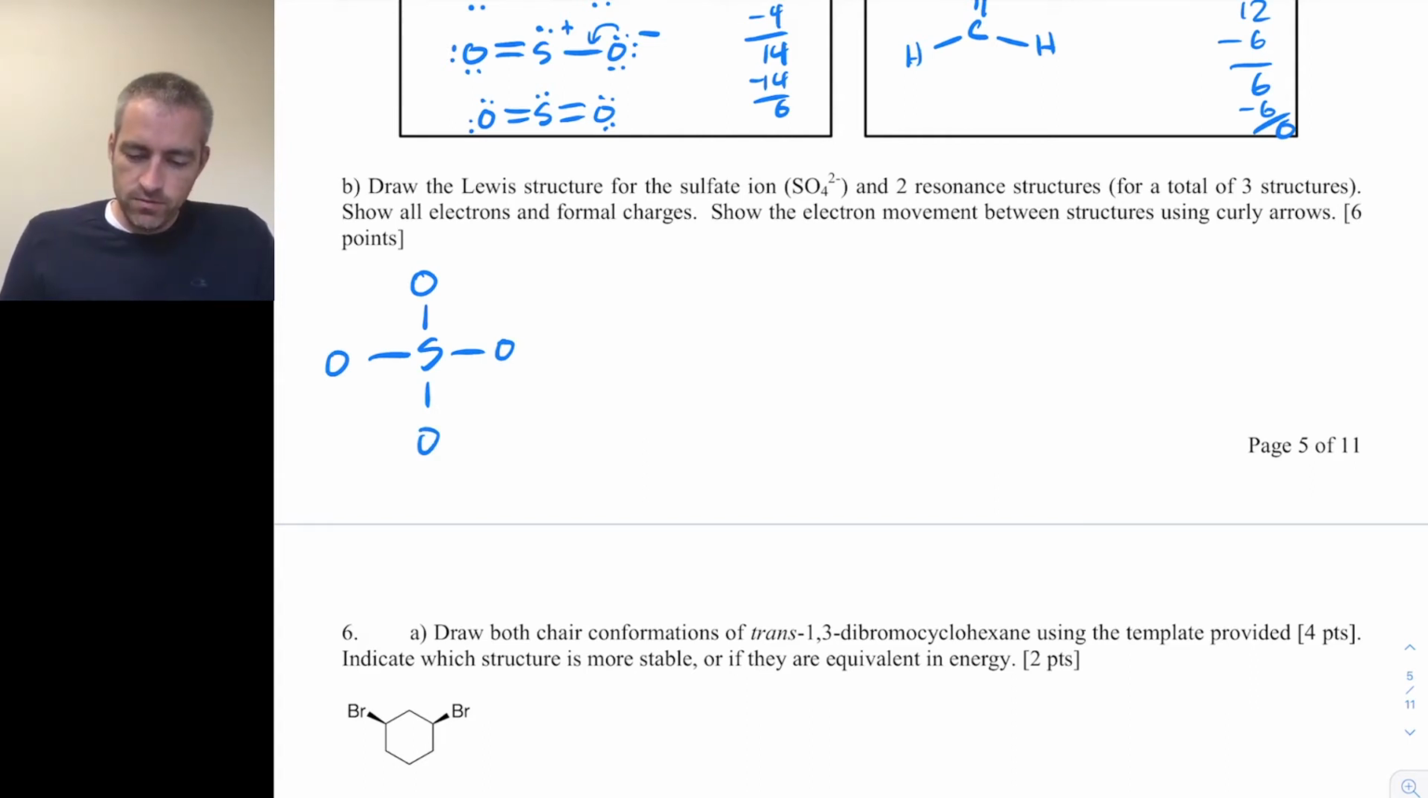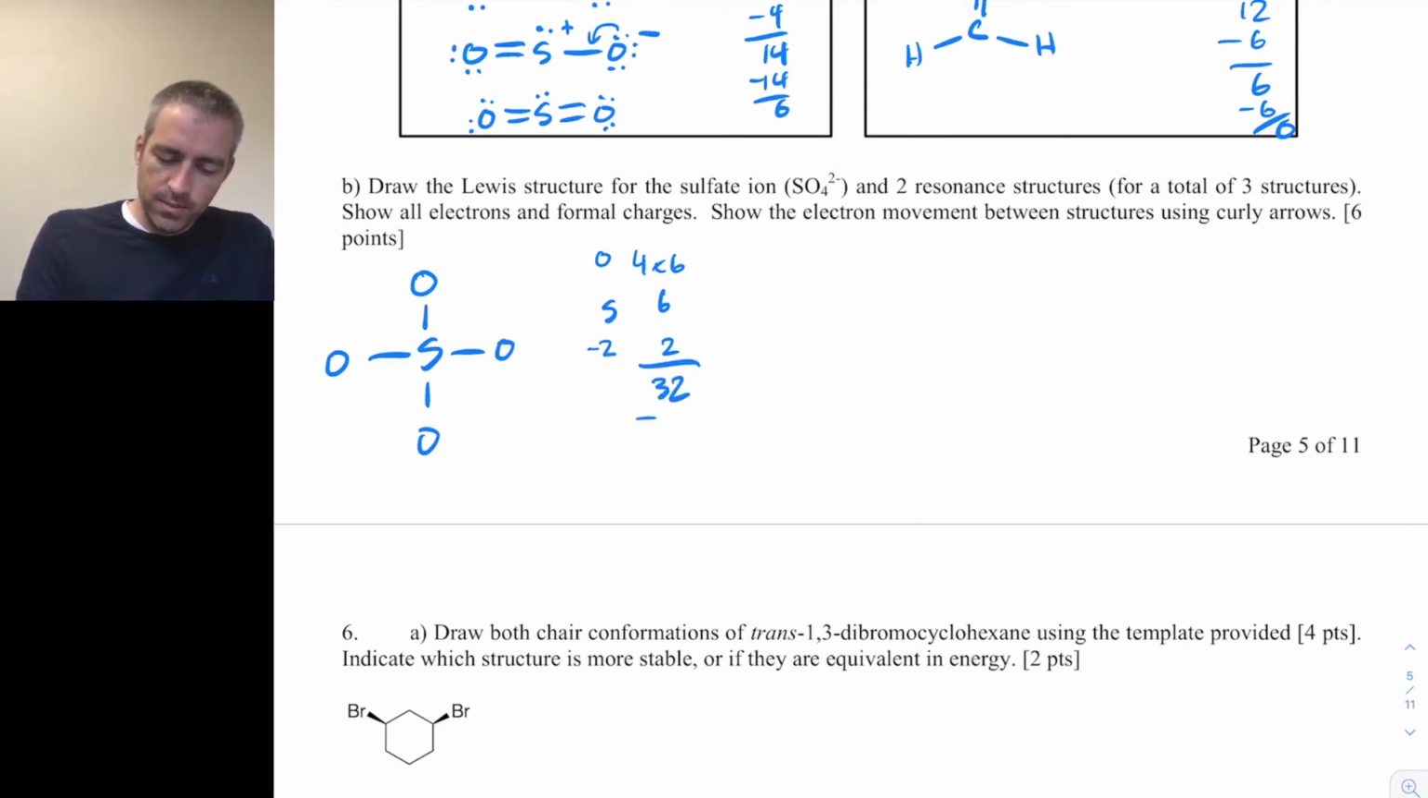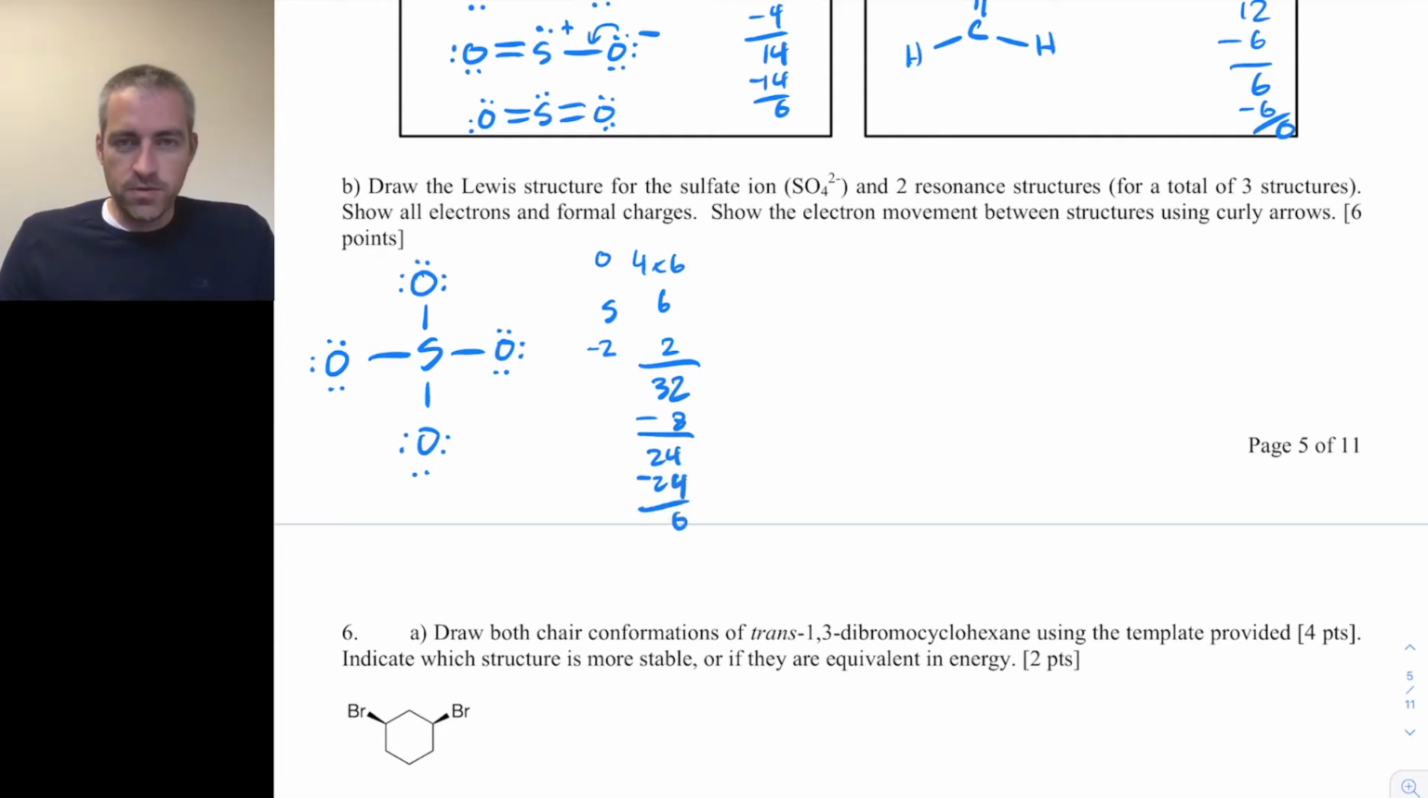If you follow the regular rules, we're going to say we have 4 times 6 electrons for the oxygens. Sulfur is going to add another 6, and the -2 charge is going to add 2 electrons. So that's 24, 32. Minus 8 electrons for the 4 single bonds we already made gives us 24. And now we fill up the outer octets. 2, 4, 6, 8, 10, 12, 14, 16, 18, 20, 22, 24. We used all of them and just filled the octets of all of the outer atoms.